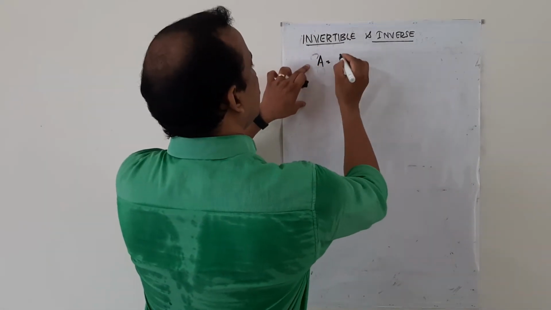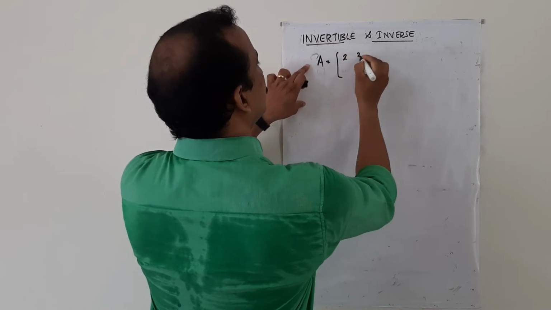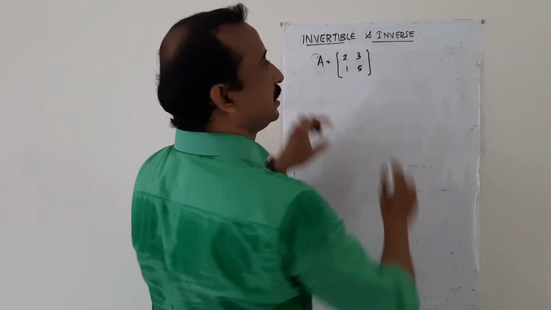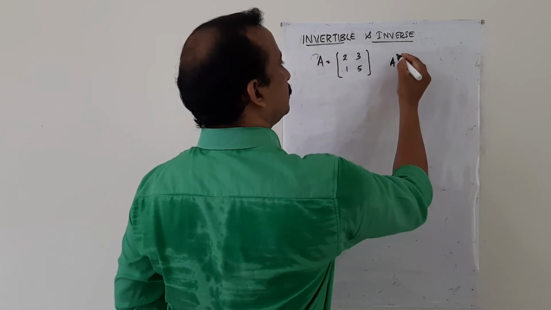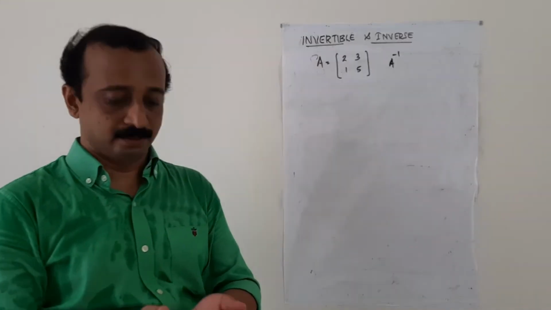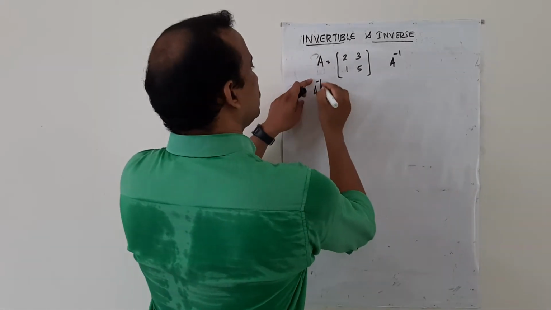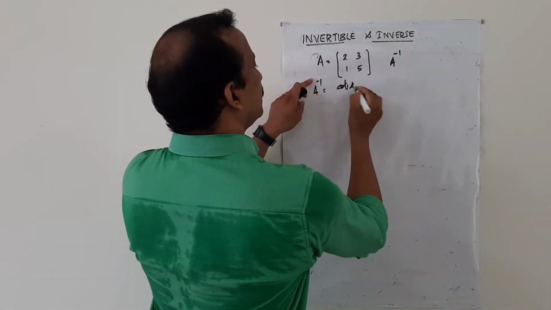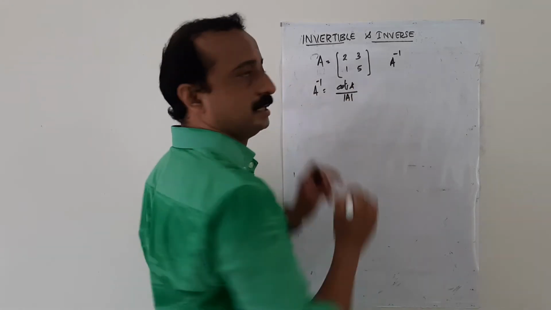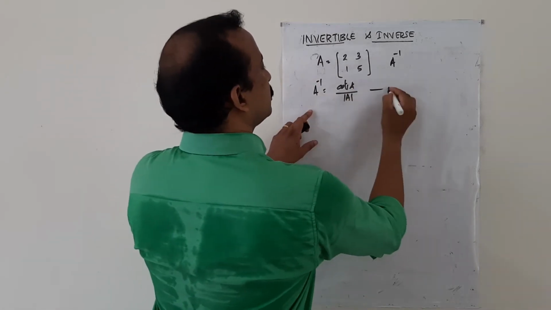First question: A is equal to the matrix [2, 3; 1, 5]. Find A inverse. First of all, write the formula: A inverse is equal to adj A divided by determinant of A. That's equation number 1.